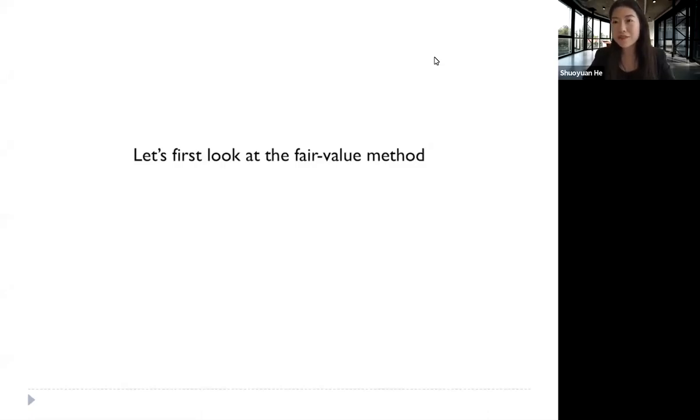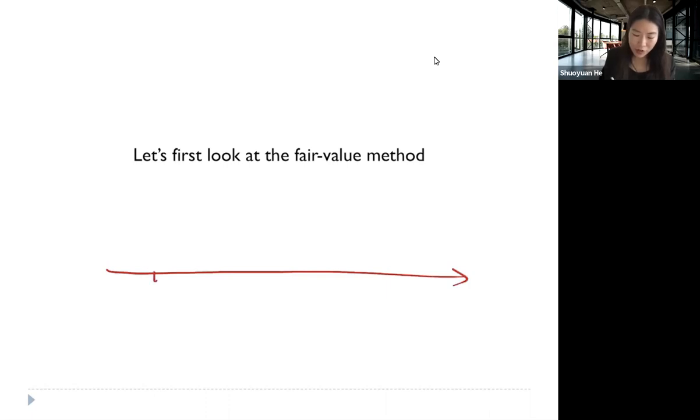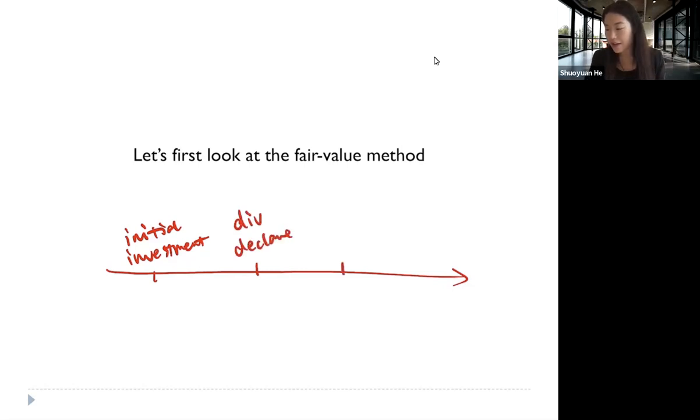Let's first look at the fair value method. Here there are four major events I want to talk about. The first event is when the investor makes the initial investment in the investee. The second major event is when the investee declares a dividend. The third major event is when the investor receives the dividend from the investee.